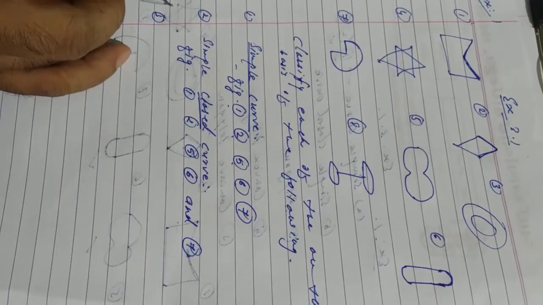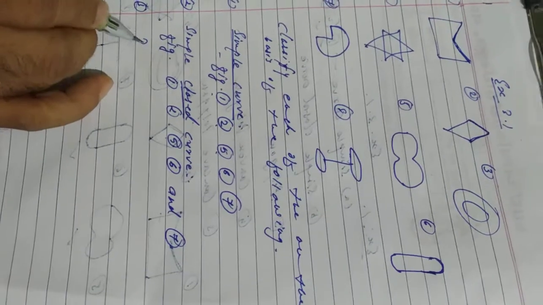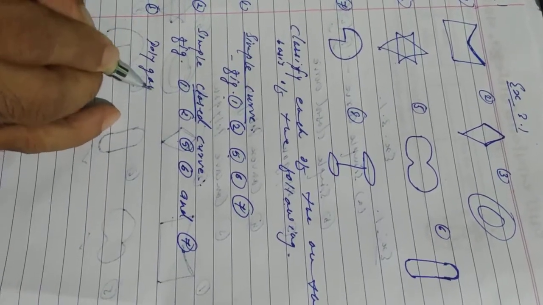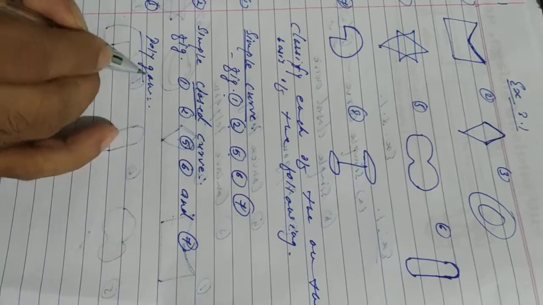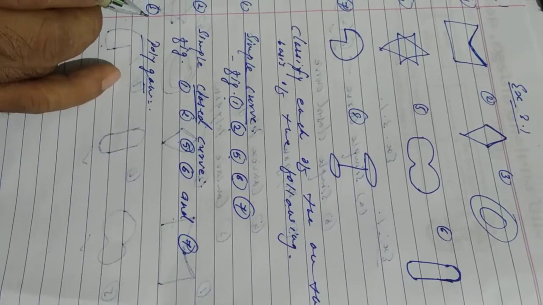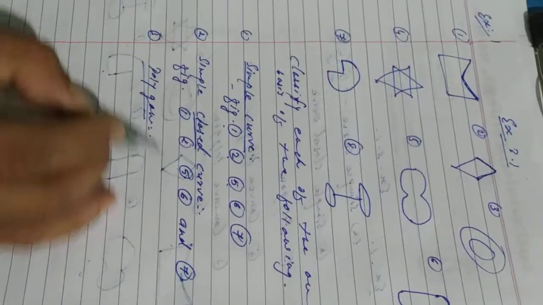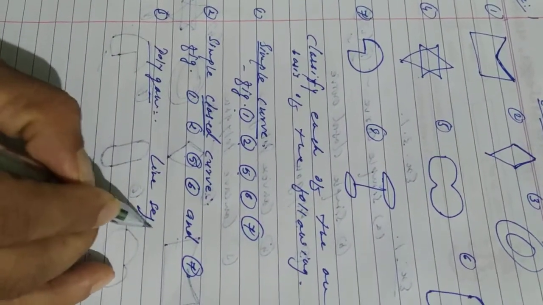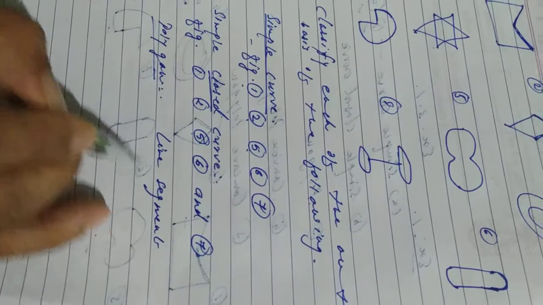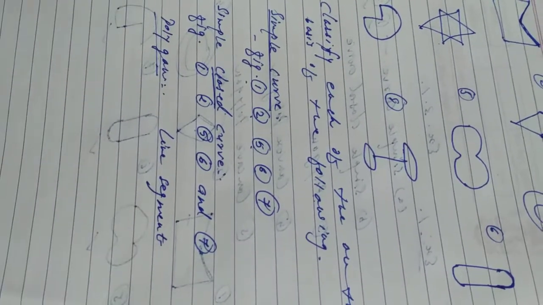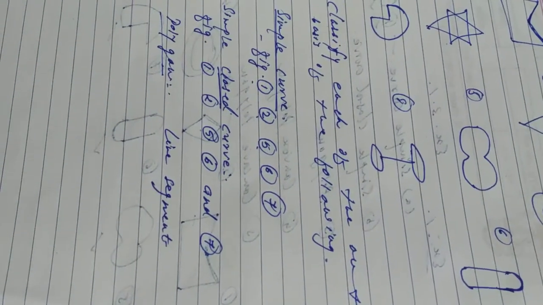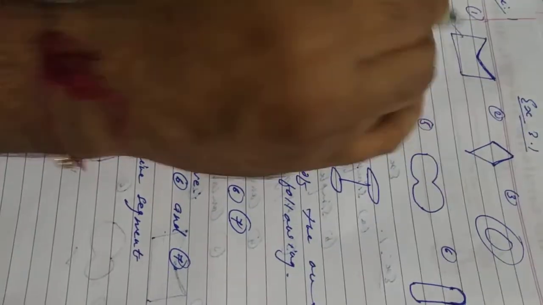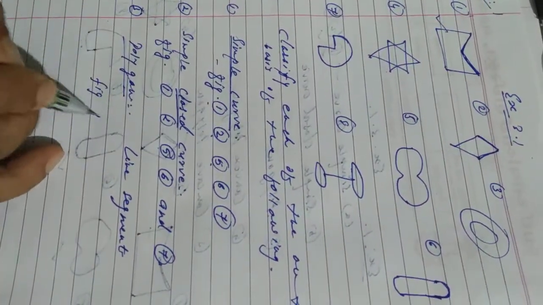Now third, polygon. Already we have discussed it. What do you mean by polygon? A closed figure made up of what? Line segments, right? Made up of line segments. See the first figure, it is made up of line segments. Yes, so we can say figure number 1.